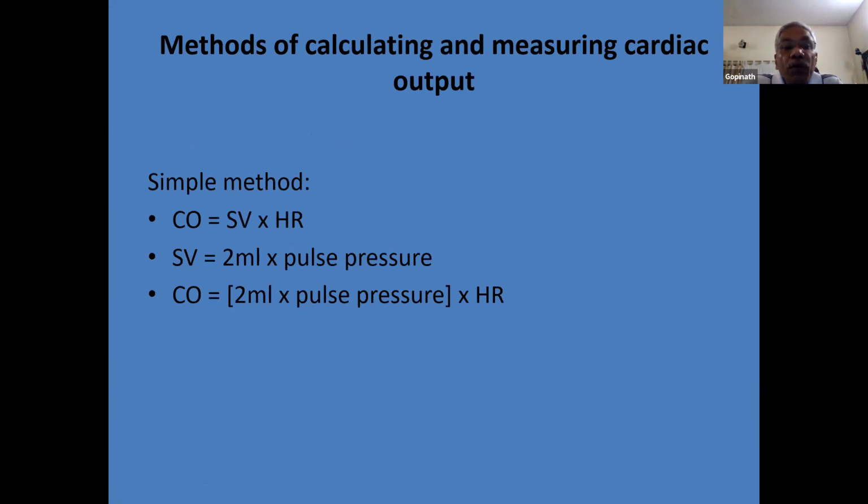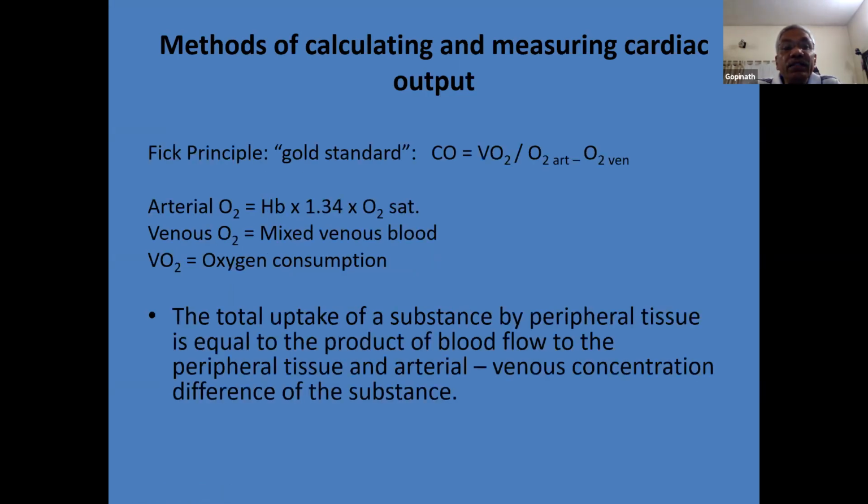Coming to the topic proper, simplest of course, like we said, is cardiac output equal to stroke volume into heart rate. So how do you derive stroke volume? There are a number of arbitrary formulae. One of them is stroke volume is equal to 2 ml into pulse pressure. So cardiac output is 2 ml into pulse pressure into heart rate. That would be the simplest or the easiest way to do it on a clinical basis.